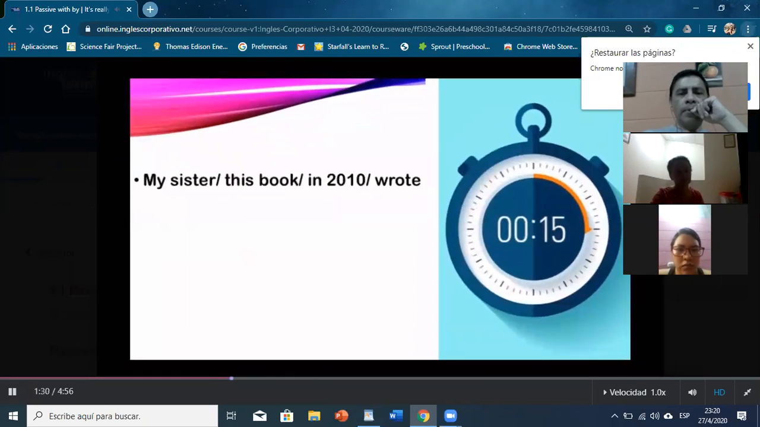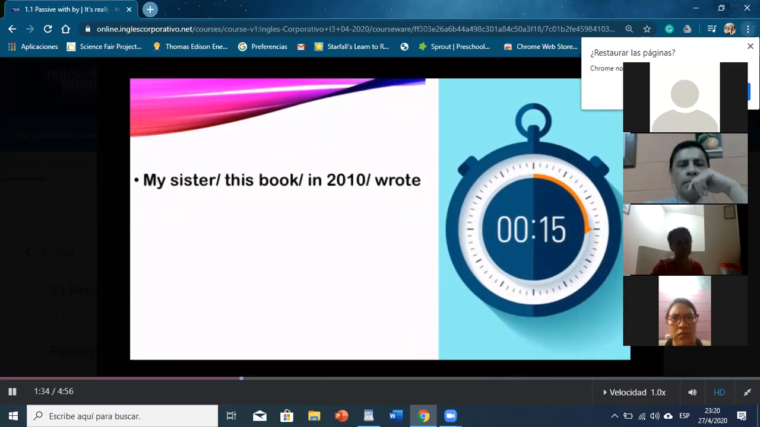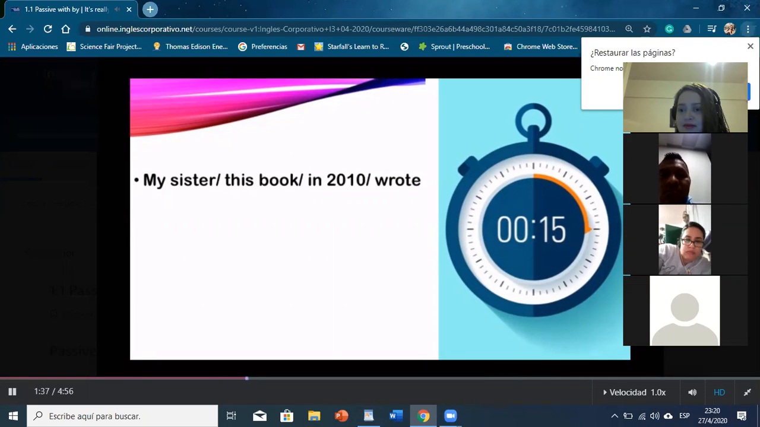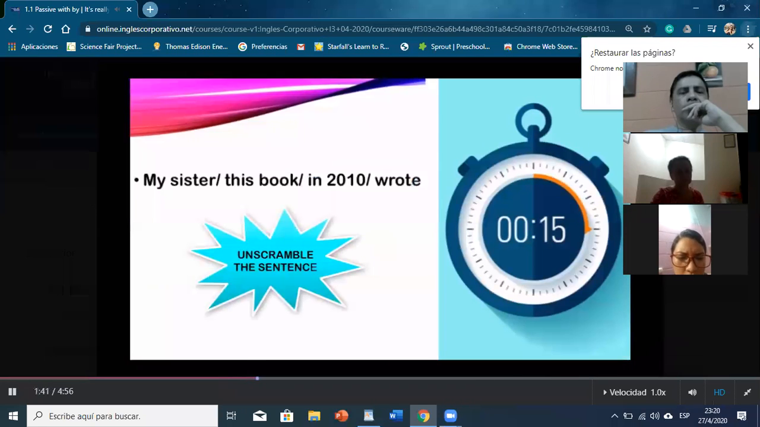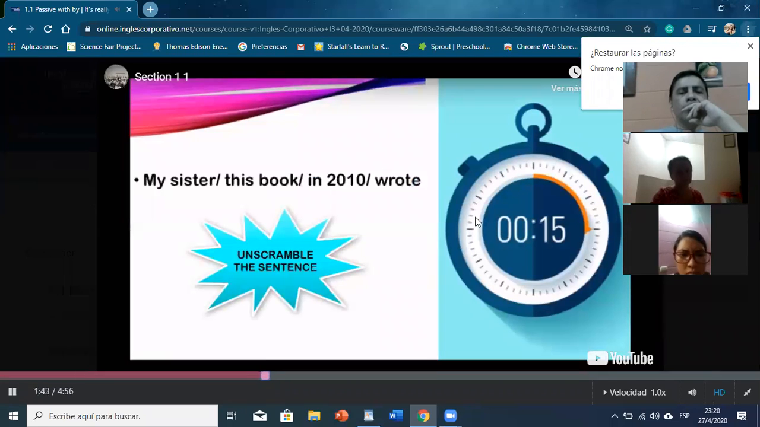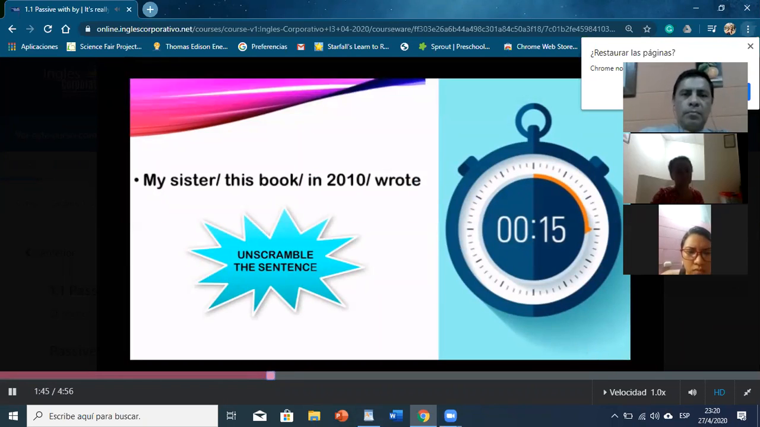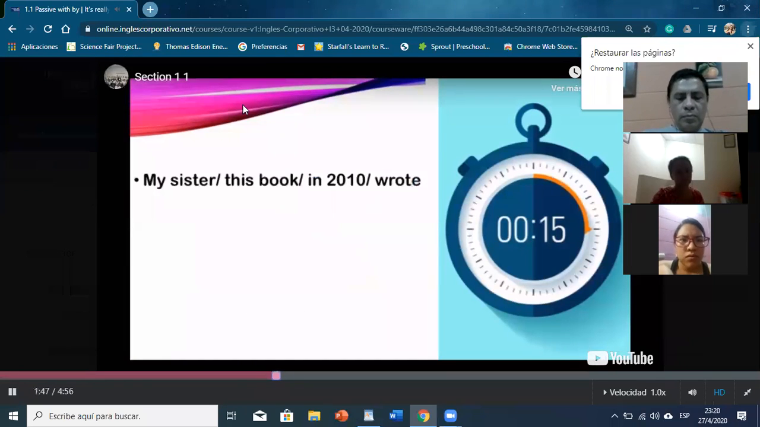I have this scrambled sentence for you. My sister, this book, in 2010, wrote. Can you try to unscramble the sentence and make sense of it? I will give you 15 seconds. I guess now you're ready to make the sentence. What would it be?